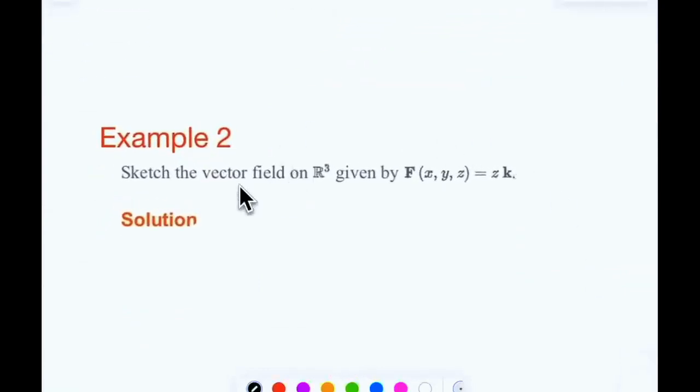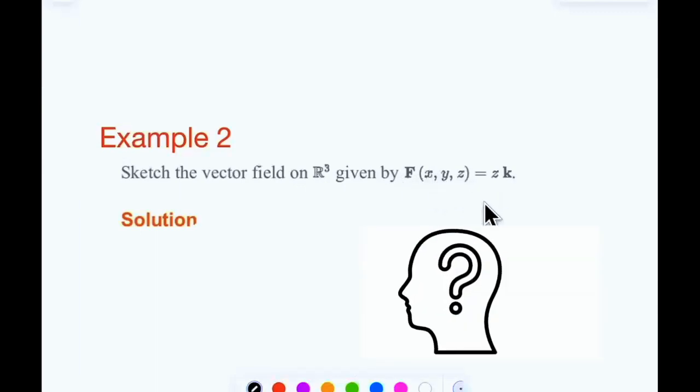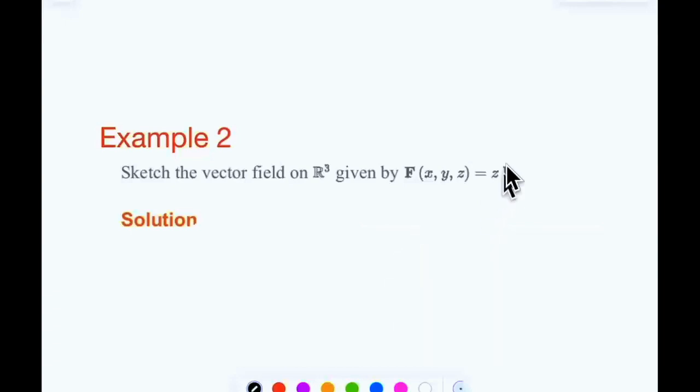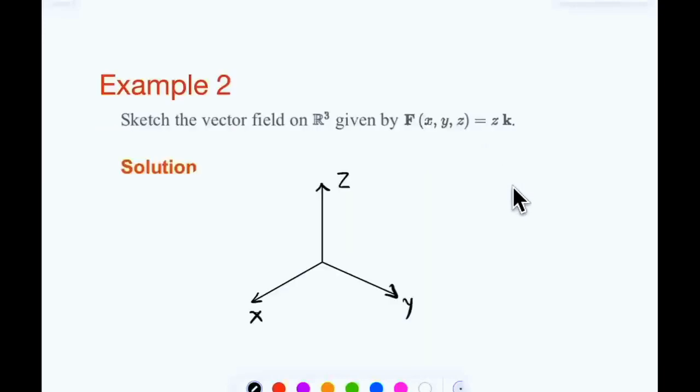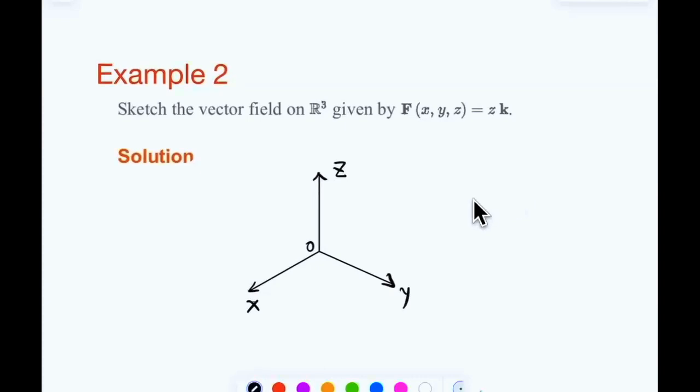Try this second example to sketch the vector field on R3. Notice that the input of the vector field here is a point in R3, so the output will be a vector in V3. Can you think about how it looks? The formula here is relatively simple. So let's draw the coordinate axes. Let's write this vector field in this way.